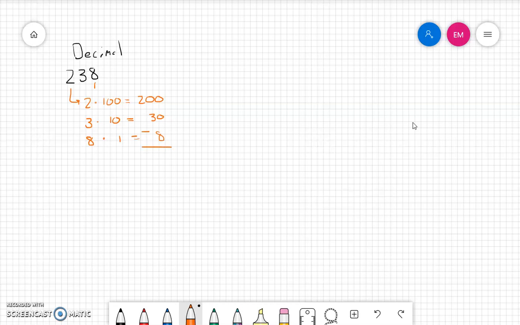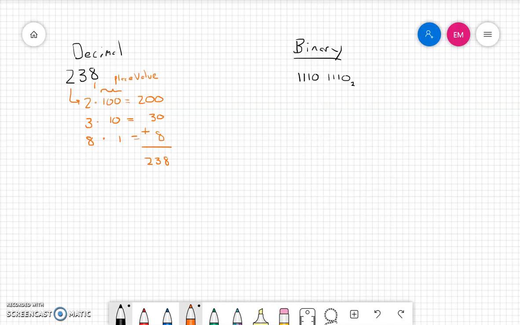Now if you take a look at adding these together, I have 200, I have 30, and I have 8. This gives me a total of 238. Now this should hopefully be pretty obvious to you, but in our system that we're used to, this should make a lot of sense. I could represent this number with 2 100s, 3 10s, and 8 ones, which of course gives me a total of 238, which of course is the number that I'm looking at.